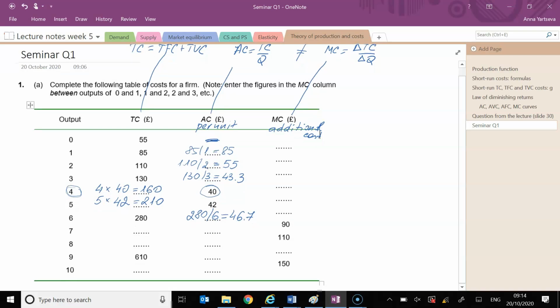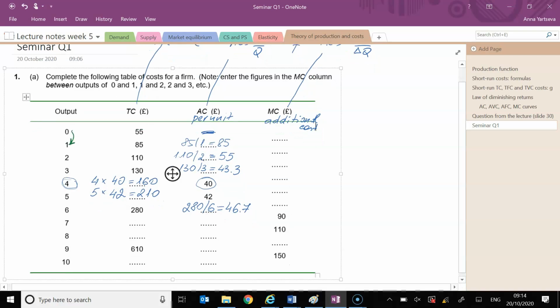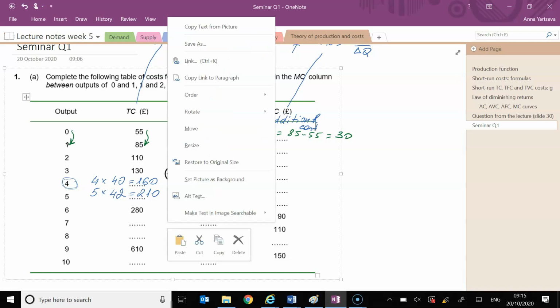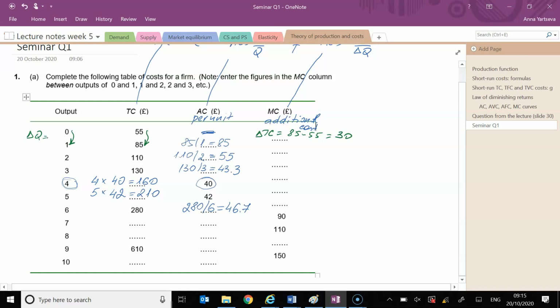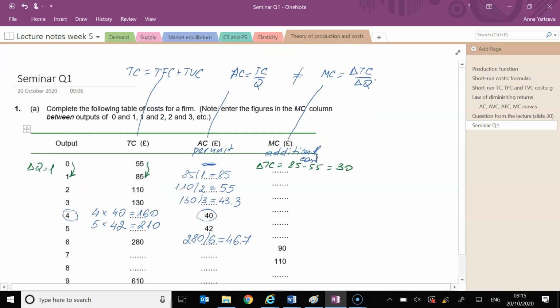So have a look. As we increase output from 0 to 1 units, our total costs go up from 55 to 85. In other words, change in total cost is equal to 85 minus 55, which is 30. Our total expenditure goes up by 30 pounds when our output goes up by 1 unit. Change in output in our case will always be equal to unity. So our denominator here will always be equal to unity. In this particular example, it will be equal to 1 here.